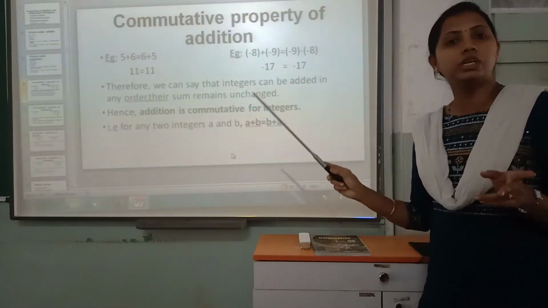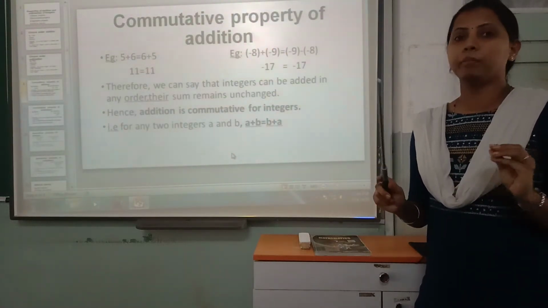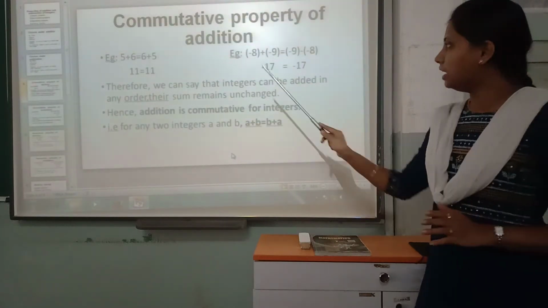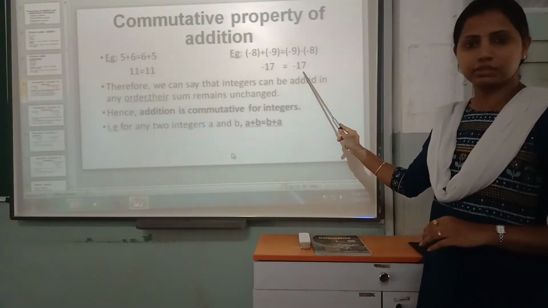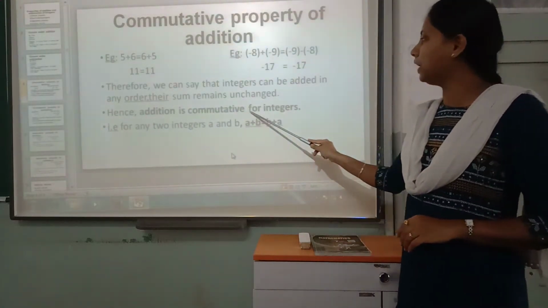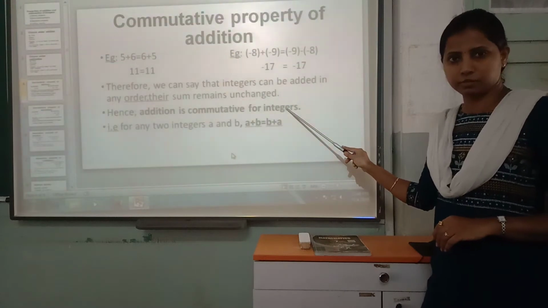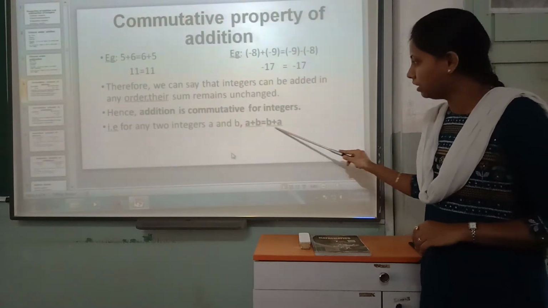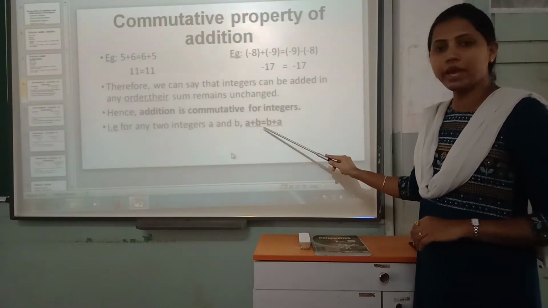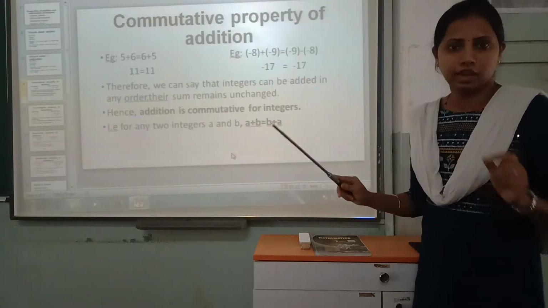You add the integers in any order, the sum remains unchanged. The sum will not change. You will always get LHS equal to RHS. So hence we can say addition is commutative for integers. You have to remember this one for the commutative property of addition, that is A plus B is always equal to B plus A.